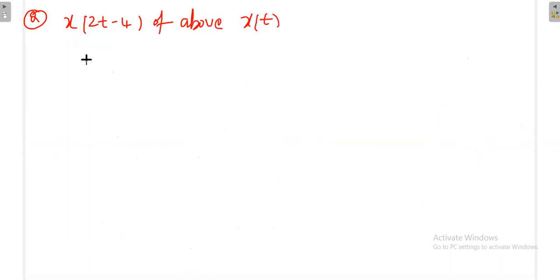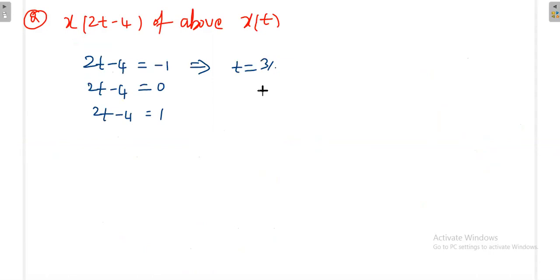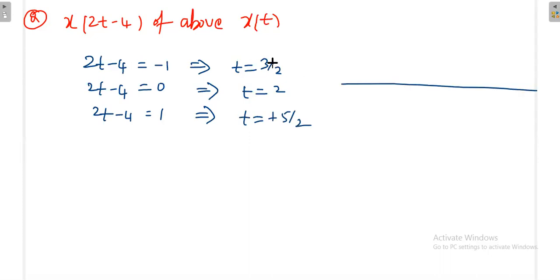Say 2t minus 4 is equal to -1, 2t minus 4 is equal to 0, 2t minus 4 is equal to 1. If you compare, t is equal to 3 by 2, here t is equal to 2, here t is equal to 5 by 2. Then what is the answer? Your diagram starts at 3 by 2 and ends at 5 by 2.